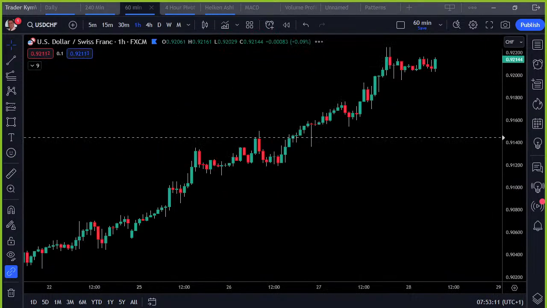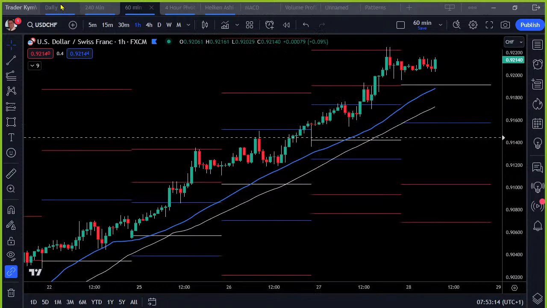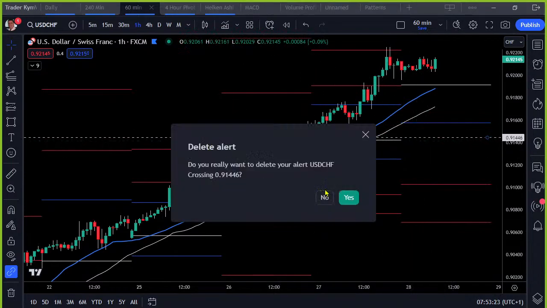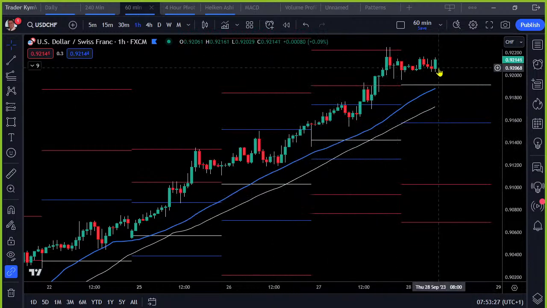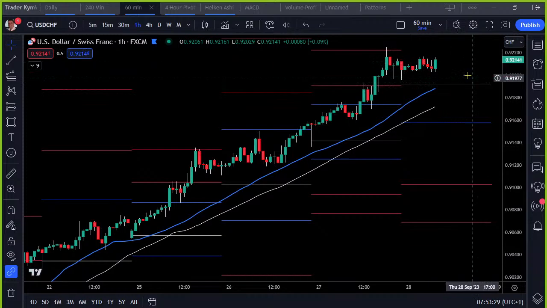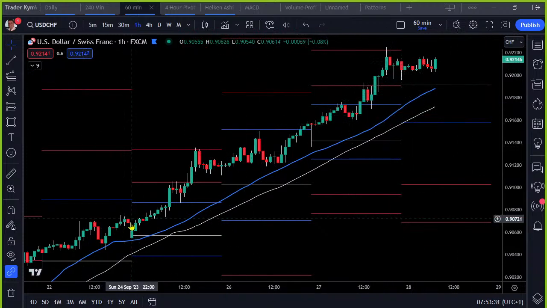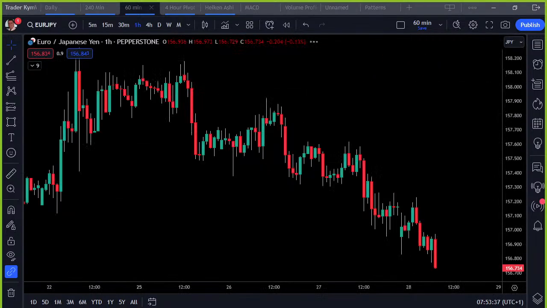US dollar Swissy. I was looking for retracements yesterday on this Swissy back into its pivot here. It never made it. I'll clear that off while I think of it. Don't want signals going off there, I don't know what they're for anymore. A similar situation could happen, but as long as you're long on the US dollar, you're doing all right at the moment. Euro yen.